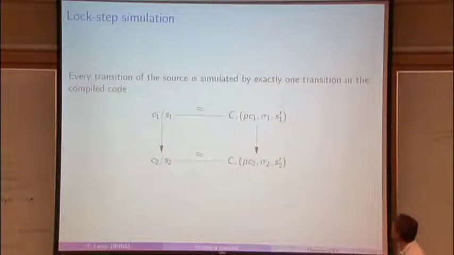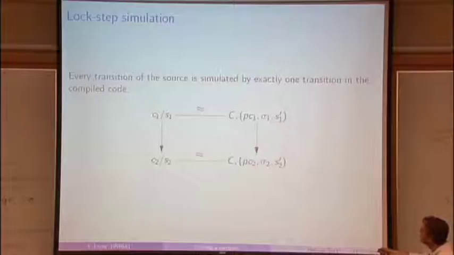And the simplest such simulation is what I call the lockstep simulation. So every transition of the source is simulated by exactly one transition in the compiled code. So if the source can go from command C1 state S1 to C2 S2, then the machine and some invariant holds between this and that machine state. Typically, the variable states will be the same, and the PC will correspond in some way to C1. Then the dashed lines are the conclusions of the diagram. Then the machine can do one transition, and the invariant still holds.